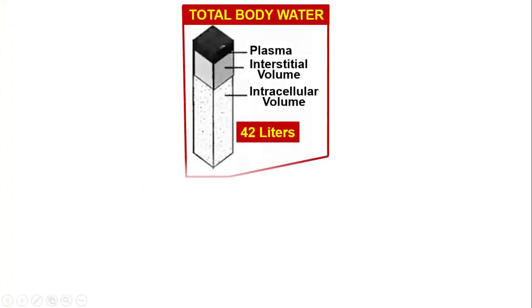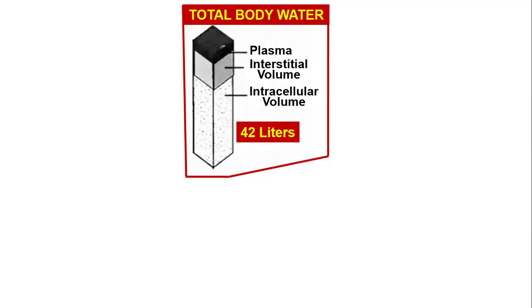Total body water is 42 liters, and it contains plasma, interstitial volume, and intracellular volume. Plasma is outside the RBCs. RBCs are the major cells present in the blood. Outside the RBC, there is plasma. So plasma is also one of your body fluids.